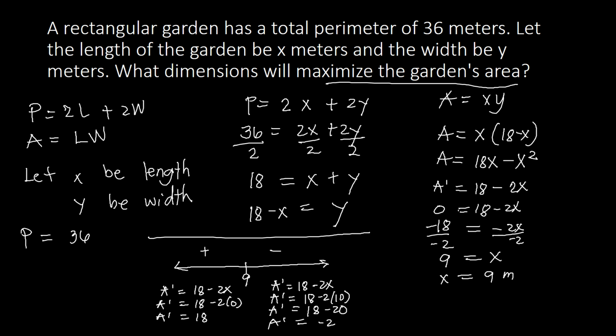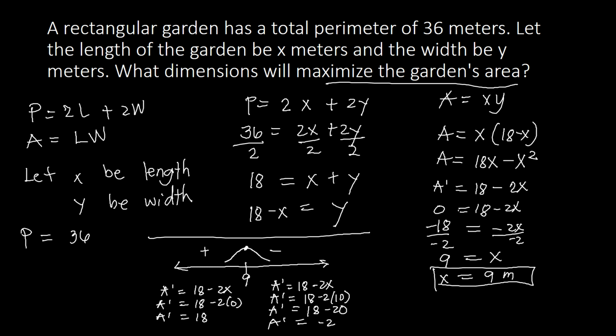So checking whether this is a maximum or minimum, this is positive, which means we are increasing. And then negative here means we are decreasing. So it is clearly seen that our 9 there is a critical value which gives off a maximum value. So to maximize our garden's area, we will need a length which is 9 meters.